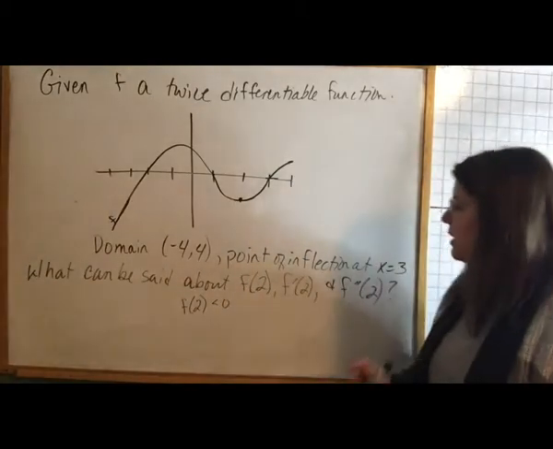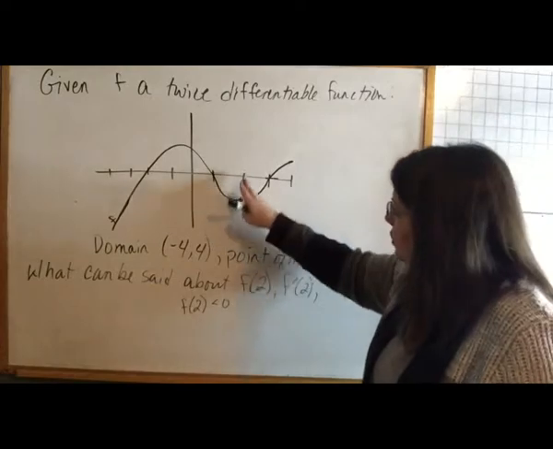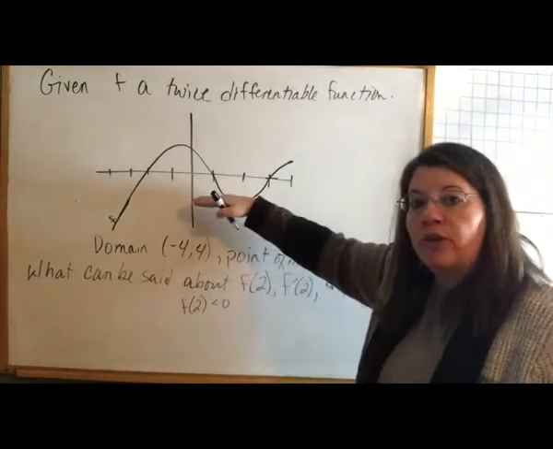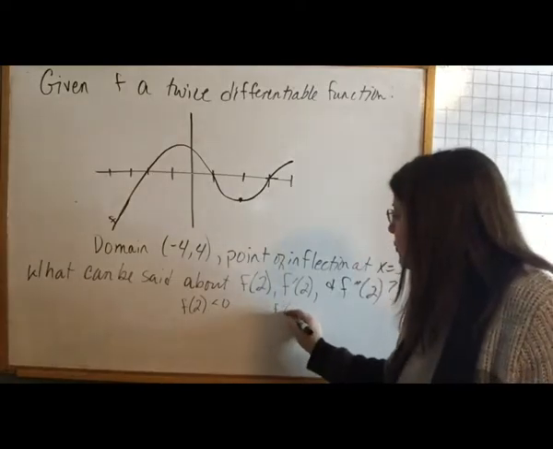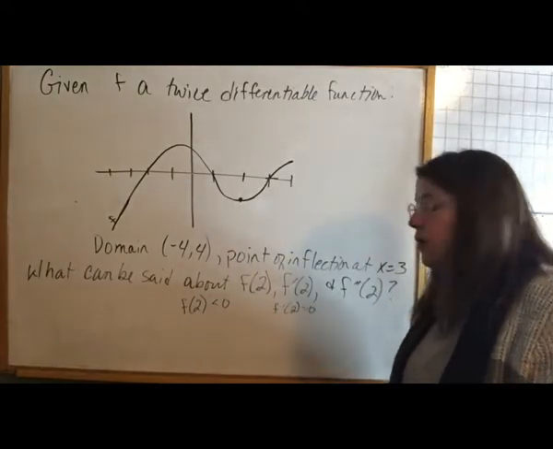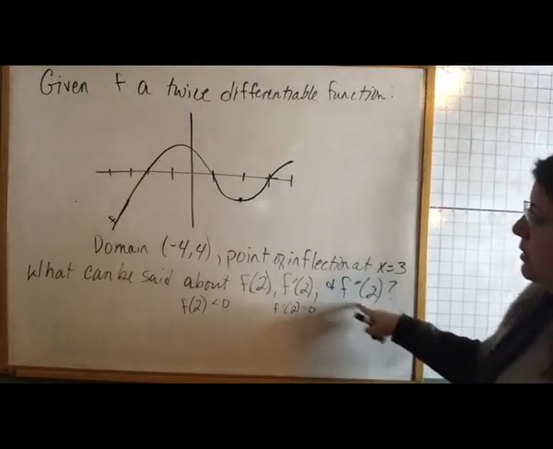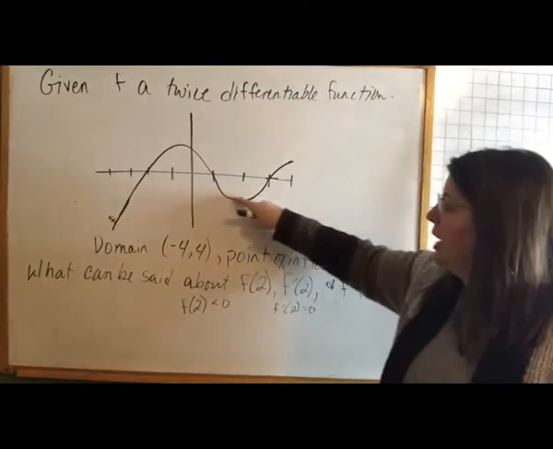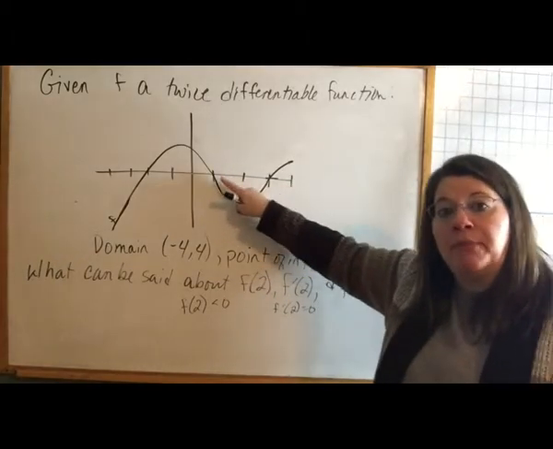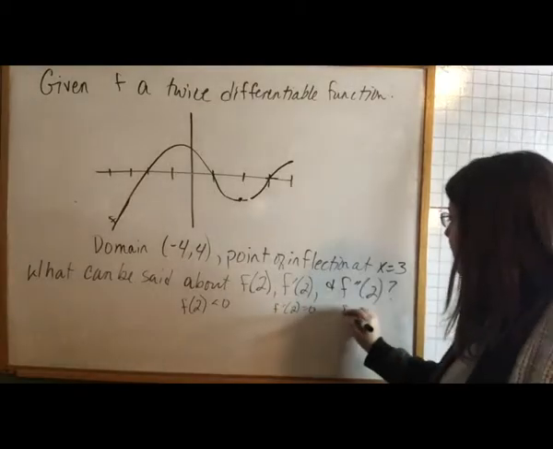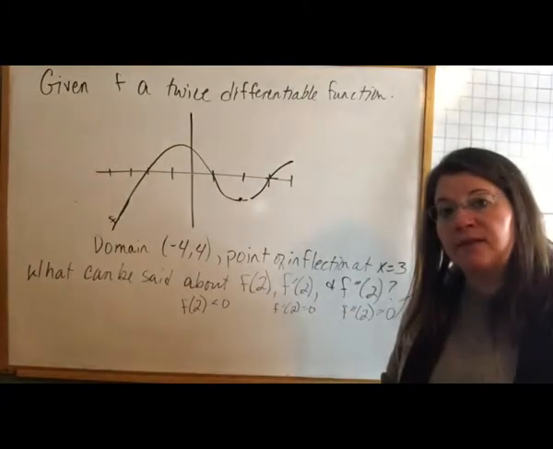So it's negative. What do we know about f prime of 2? Well, if you look at f of 2, it looks to me like that's a horizontal tangent line, okay? So we know that f prime of 2 is equal to 0. And look at f double prime of 2. Well, f double prime tells us whether it's concave up or concave down. That's obviously concave up. So f double prime of 2 is greater than 0. It's positive because it's concave up.